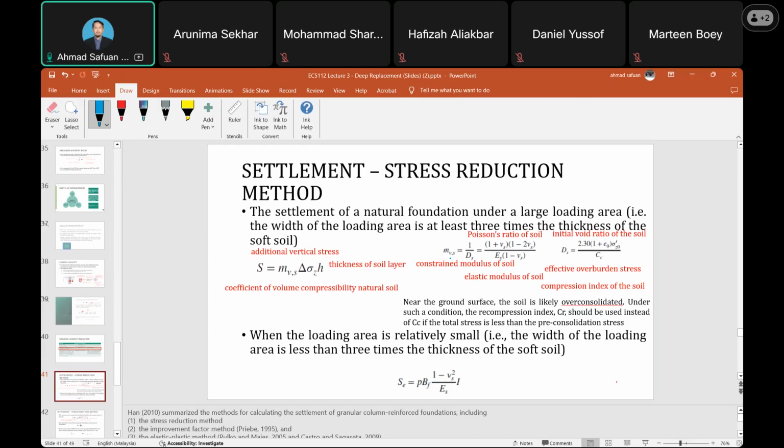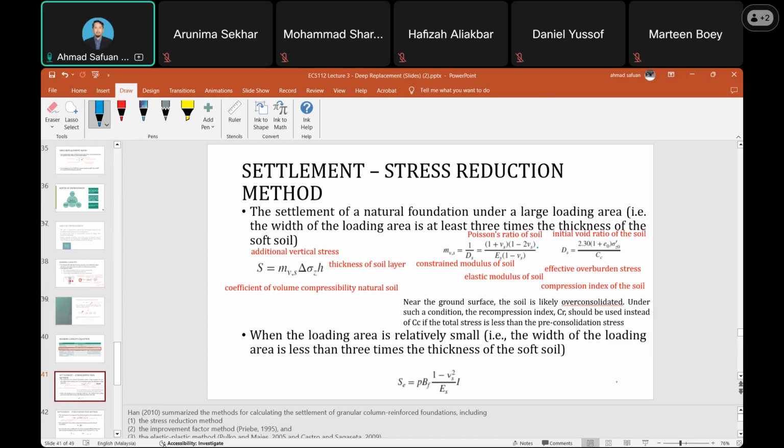So if it is over-consolidated, then we should change to CR, not use CC to get the DS. So it depends on the condition, whether total stress is less than the pre-consolidation stress. There will be more explanation if you want to concentrate on that issue only. The easy way is the use of the Poisson ratio.